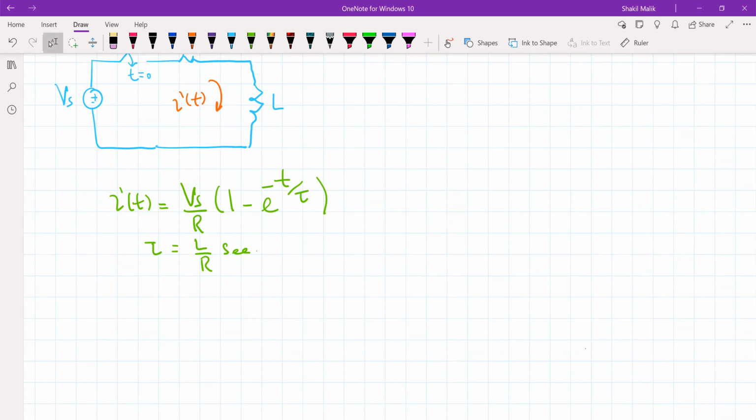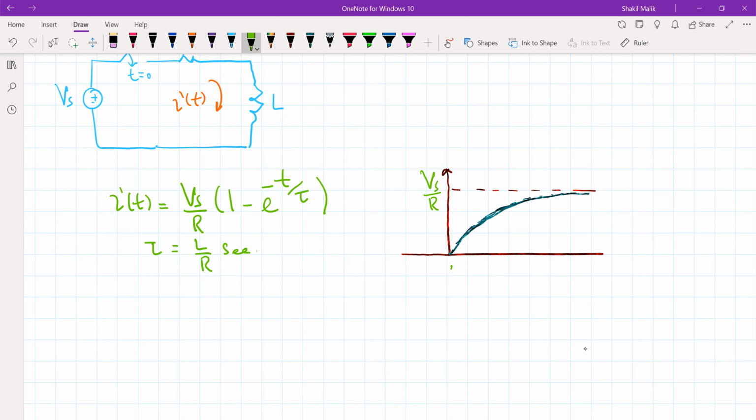Now we saw the behavior of this inductor current. We know it looks like this. If this is the final value, that is Vs by R, we saw the current rises like this. It reaches the final value, Vs by R, in almost 5 time constants. It reaches approximately the final value in 5 time constants.